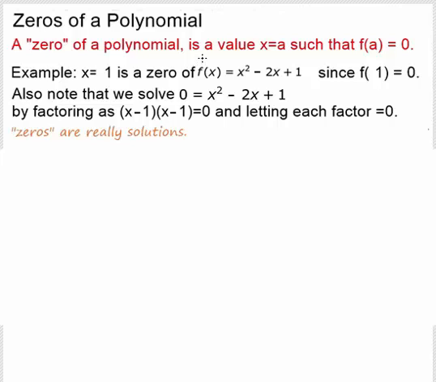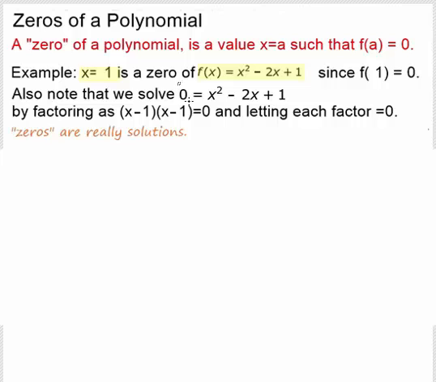Here's an example. We have the polynomial f of x equal x squared minus 2x plus 1. X equal 1 is a zero of that polynomial because if we plug in 1, we get 1 squared minus 2 times 1 plus 1, and that equals 0.